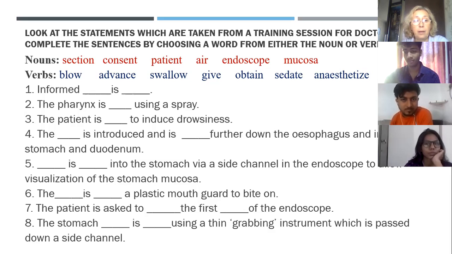I see, okay. And blow, advance, swallow, give, obtain, sedate, anesthetize, and biopsy. Biopsy is the verb here, to biopsy, okay?